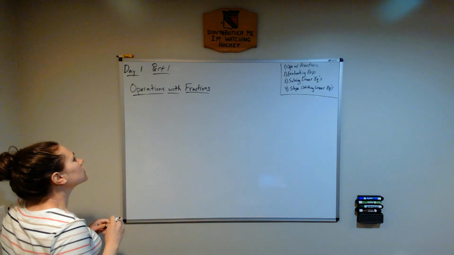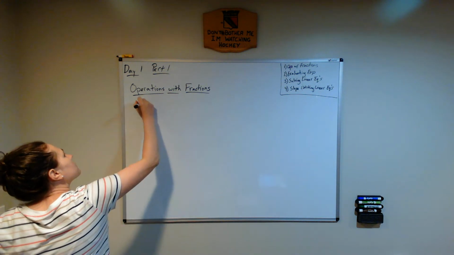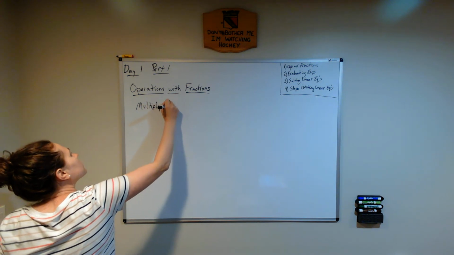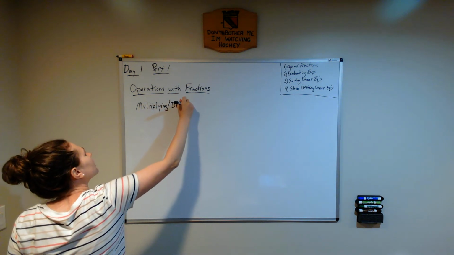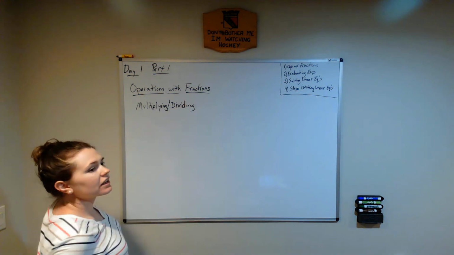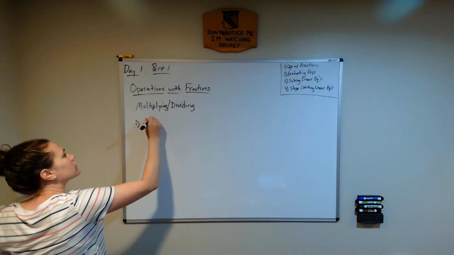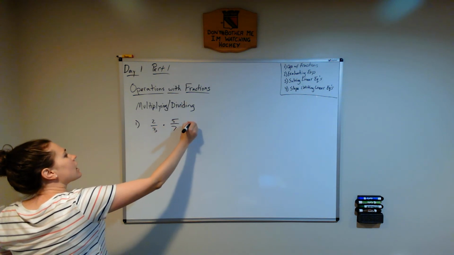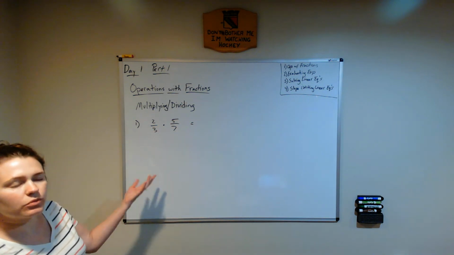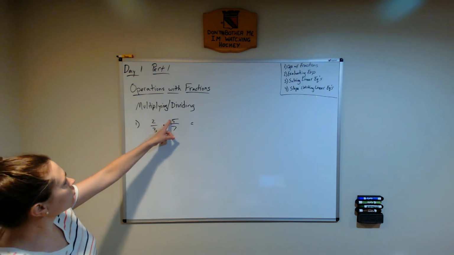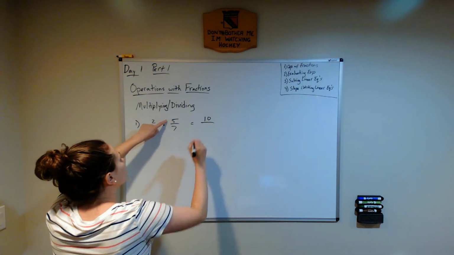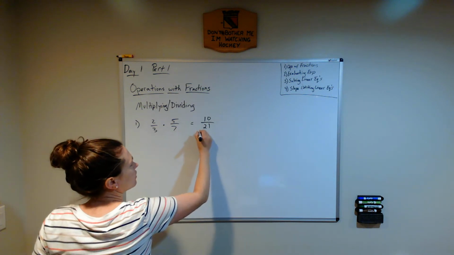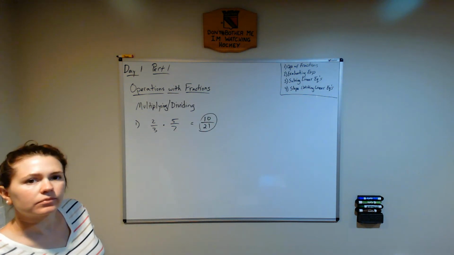So, next up, multiplying and dividing. Multiplying and dividing a little simpler than adding and subtracting because you do not need to have a common denominator. When you multiply fractions together, you multiply the numerators across, multiply the denominators across, then look, can you simplify that fraction? No. There's your answer.